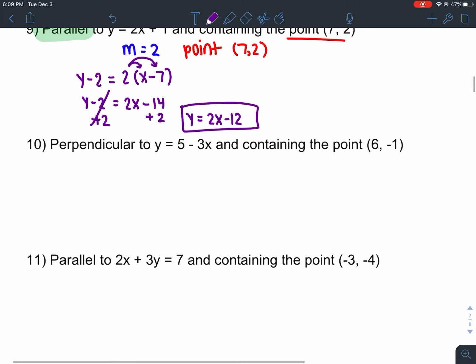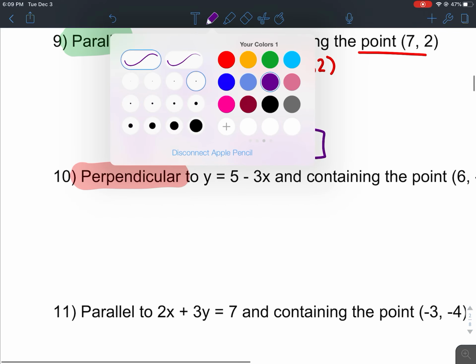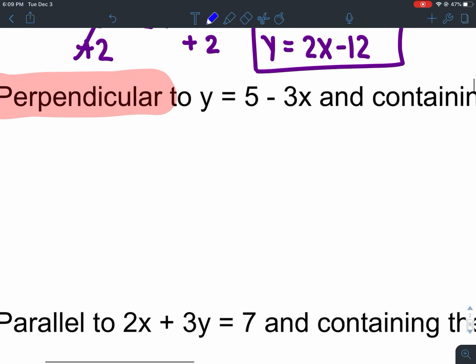Okay, number 10: perpendicular to y equals 5 minus 3x and containing the point (6, -1). All right, so here I want a perpendicular line. Perpendicular means I do not want the same slope, because I want an opposite reciprocal slope. So here, what is my slope? Do I know my slope?